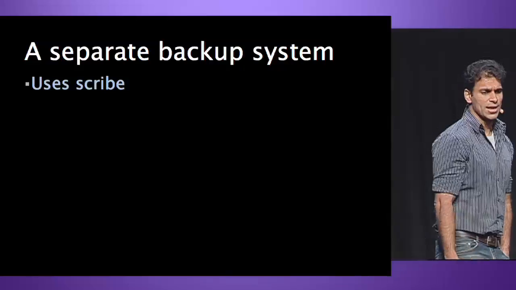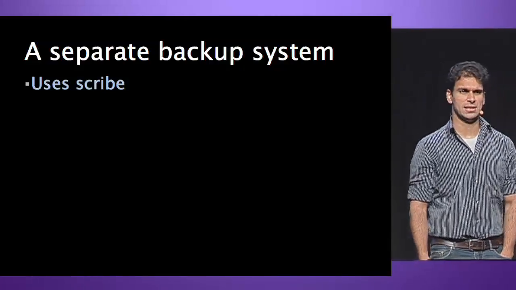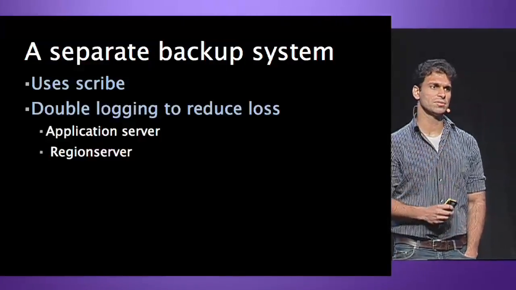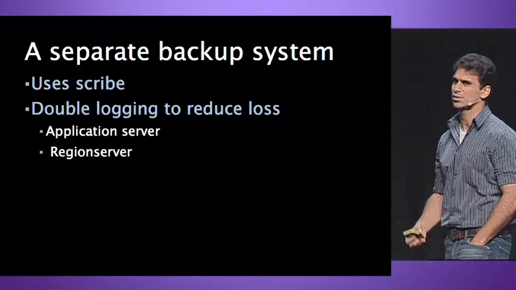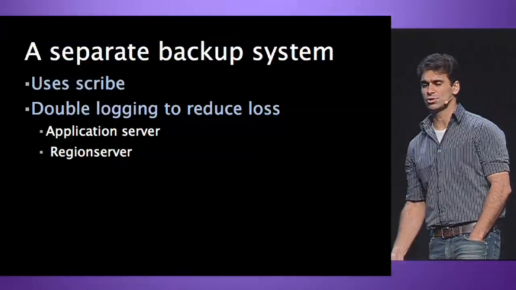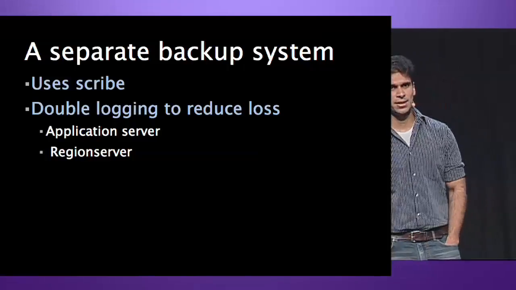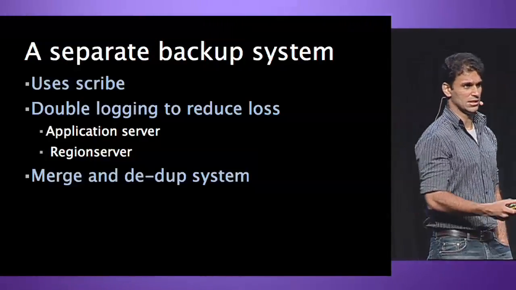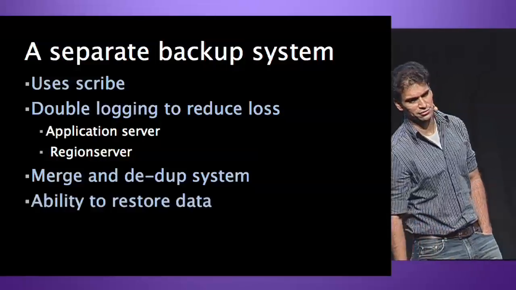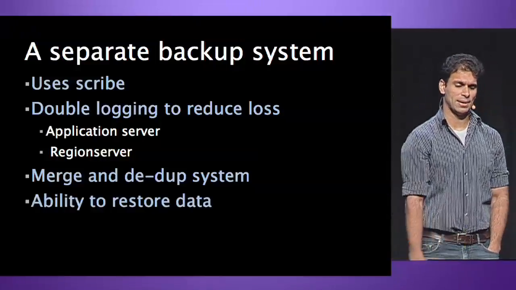So we used Scribe for backing up. And we did logging from both the application server machines as well as the region servers. It's because Scribe is lossy, so in order to cut the losses, we logged from 2 places. So that's twice the amount of backup. Naturally, then we had to merge the data that we logged, dedupe it and store it, and that would be the final backup.